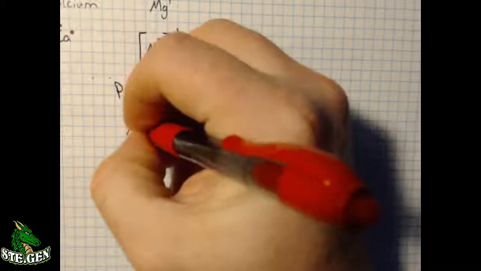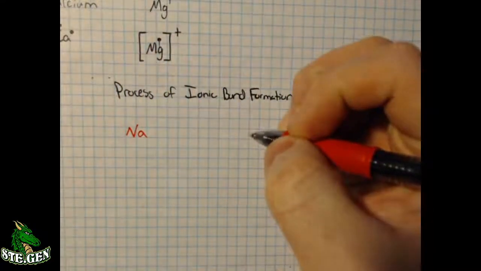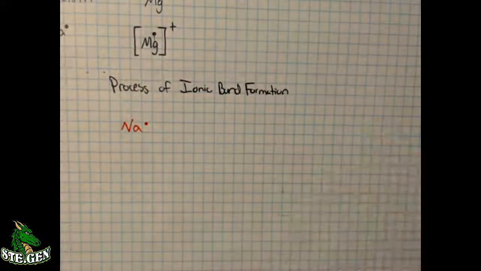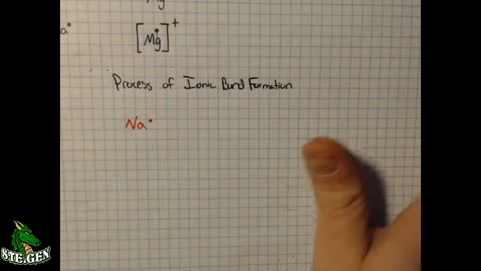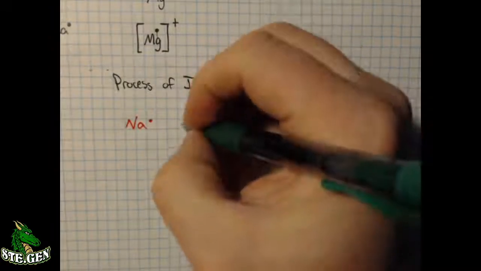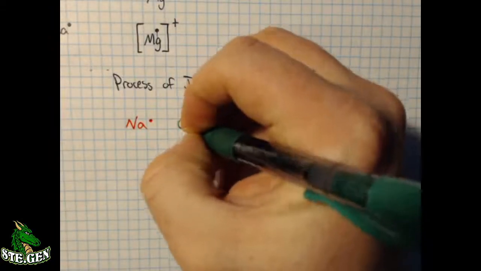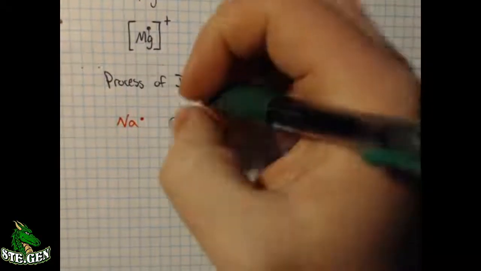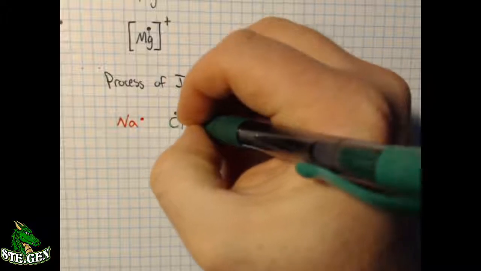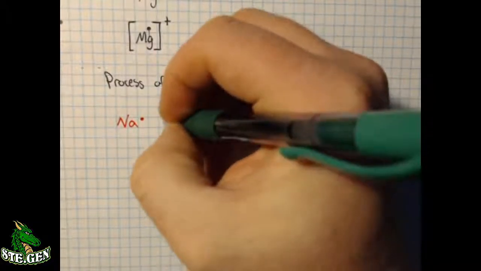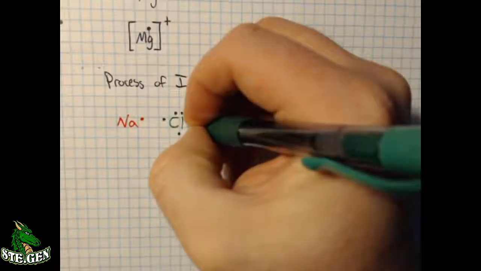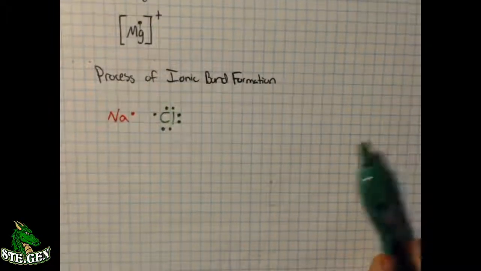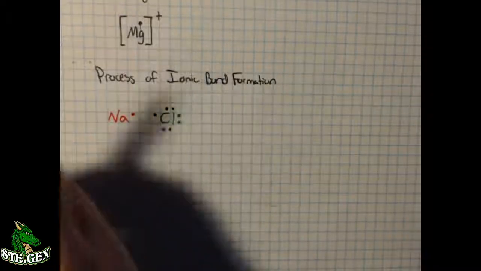So I've got Na, and Na, based on its position on the periodic table, has 1 valence electron. And then Cl, based on its position on the periodic table, has 1, 2, 3, 4, 5, 6, 7. So we've got 7 electrons here, 1 electron here.